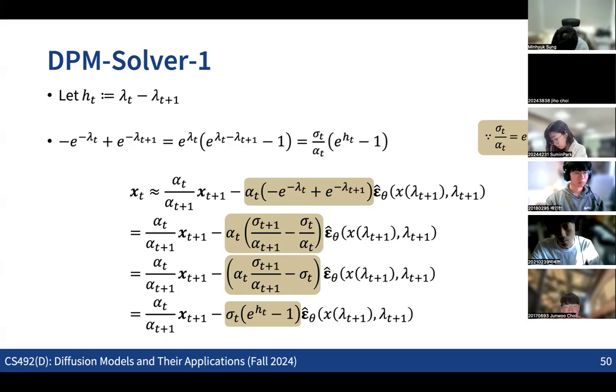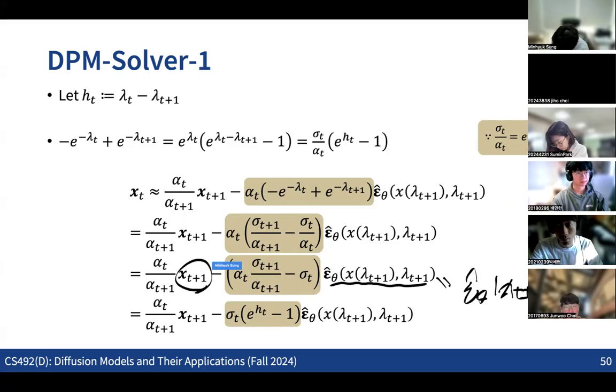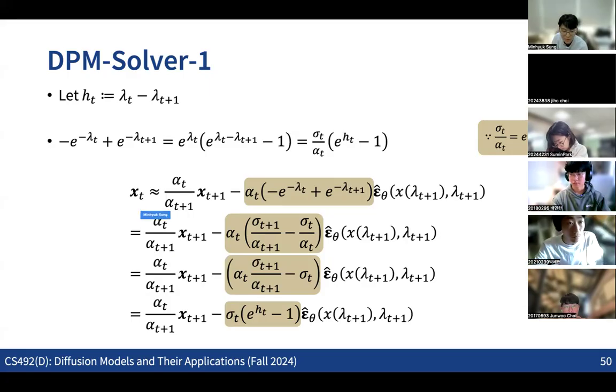So given the xt, what we can see is that this is basically identical with the noise prediction with the xt plus 1 and the t plus 1. So given the xt plus 1, we predict the noise here and compute all the things. Then this becomes the xt without any stochasticity. Make sense?